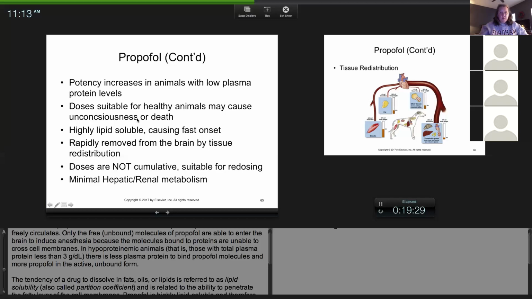Doses suitable, I don't always like this statement, can cause unconsciousness or death. One statement that I don't like that anesthetic companies use is when they came out with propofol, they were like, this is the safest anesthetic available. It's so safe. Any drug is dangerous when you don't know what you're doing. I mean, this drug killed Michael Jackson. Propofol was the Michael Jackson drug, if you don't remember who Michael Jackson was. Michael Jackson's doctor was giving him propofol so he could take a nap. It induces a state of unconsciousness.